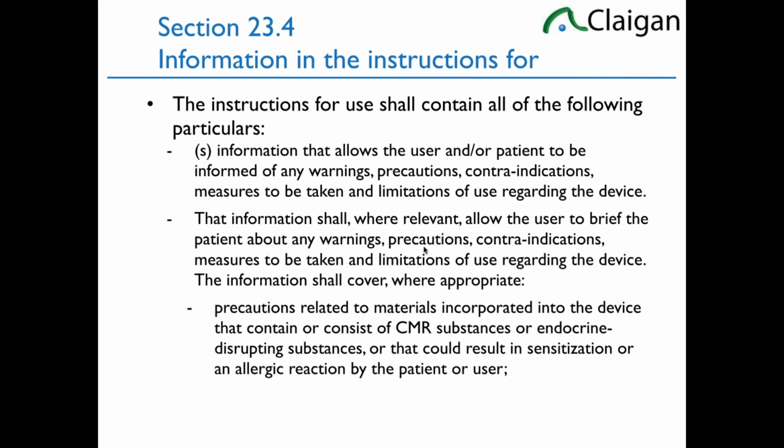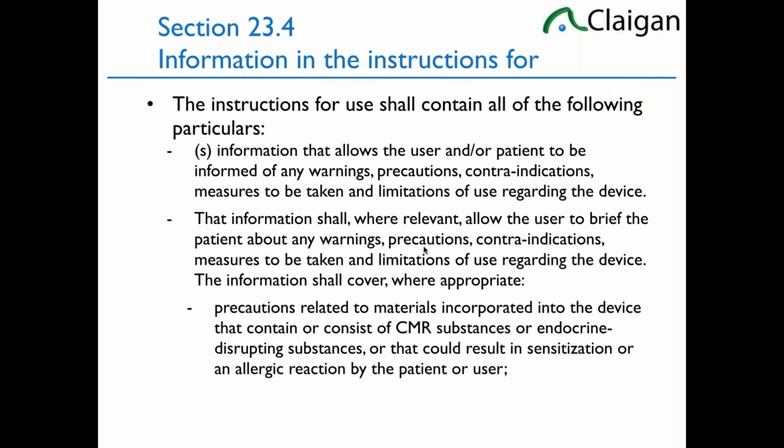Now, related to that, sort of weaker, there's also more information in the instructions for use. Very much along the lines we just talked about, but there's more to it. The instructions for use shall contain all the following particulars. There's a whole bunch of stuff, A, B, C, D, E, F, G, and it goes down to S. So S is information that allows the user and/or patient to be informed of any warnings, precautions, contraindications, measures to be taken, and limitations of use regarding the device. The information shall, where relevant, allow the user to brief the patient about any warnings, precautions, contraindications, measures to be taken, and limitations of use regarding the device.